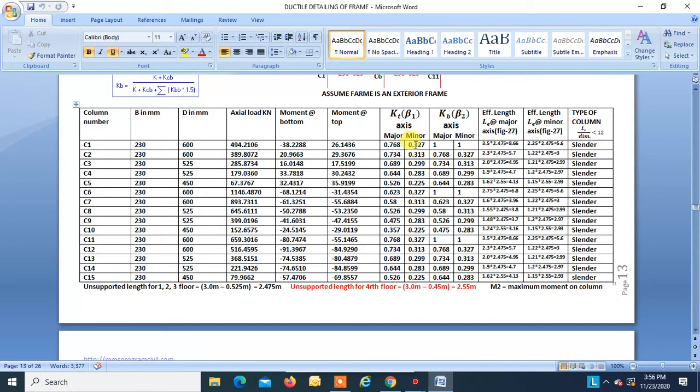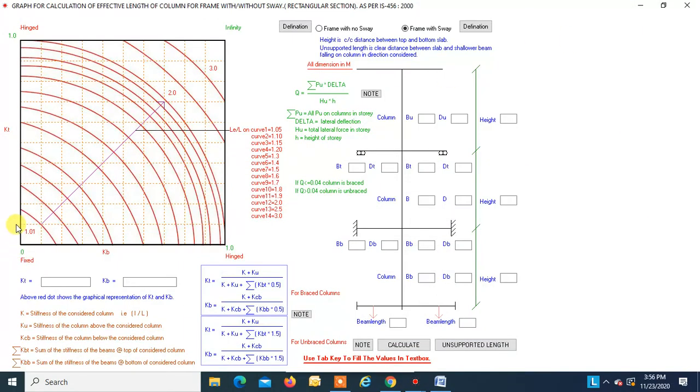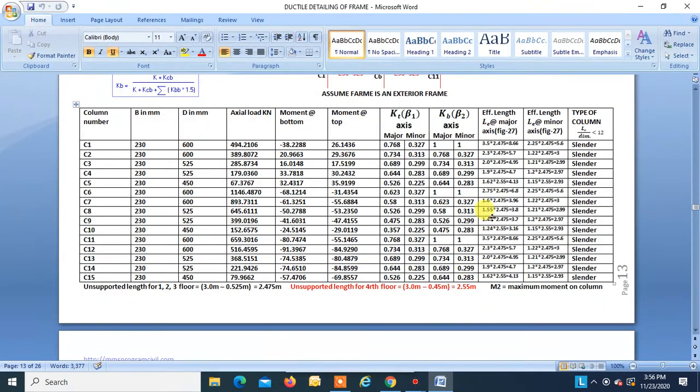Now similarly about the minor axis, KT is 0.327 and KB is 1. So 0.327, 1, right? It is somewhere over here. You take this over here, then this turns out to be 2.25. So 2.25 is the coordinate into unsupported length, so that is equal to 5.6. So this is the effective length about the minor axis.